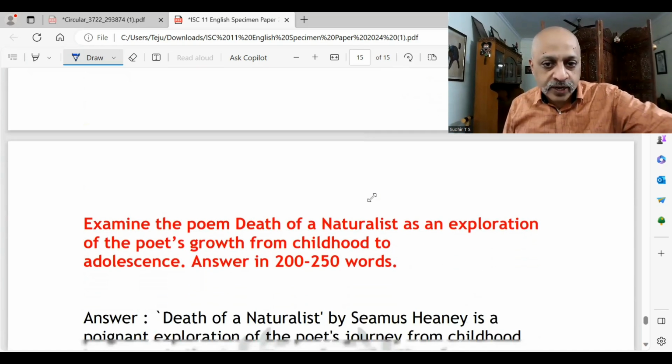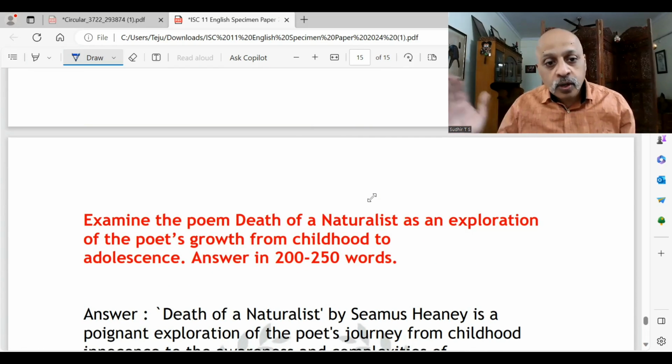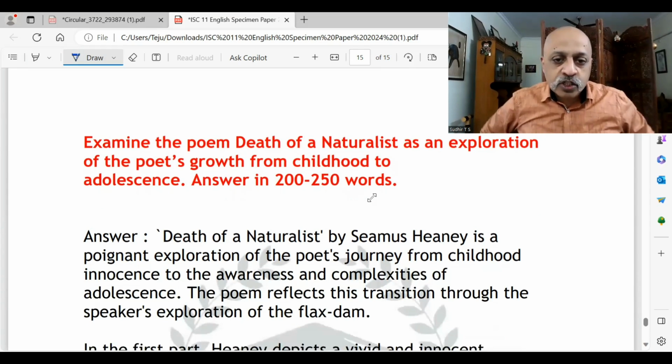The last one, Death of a Naturalist. Is it an exploration of the poet's growth from childhood to adolescence? So Death of a Naturalist by Seamus Heaney is a poignant exploration of the.